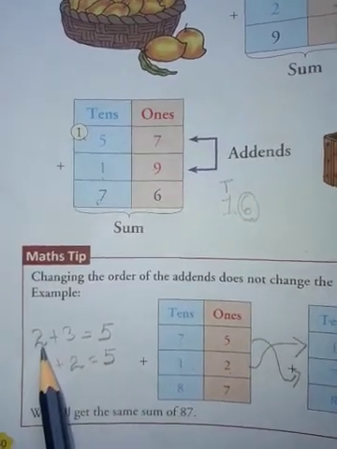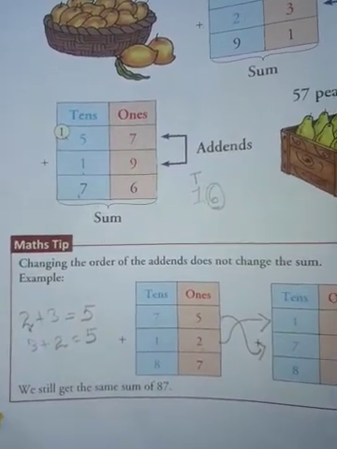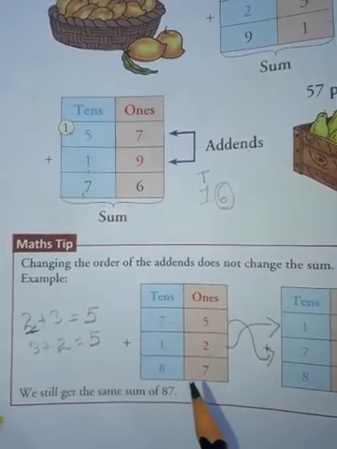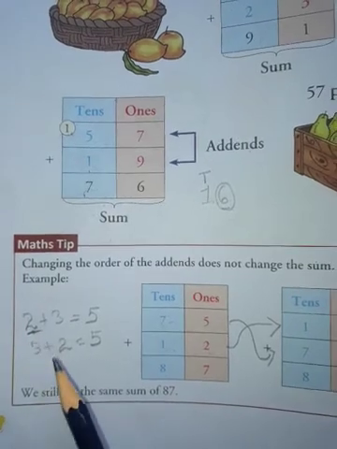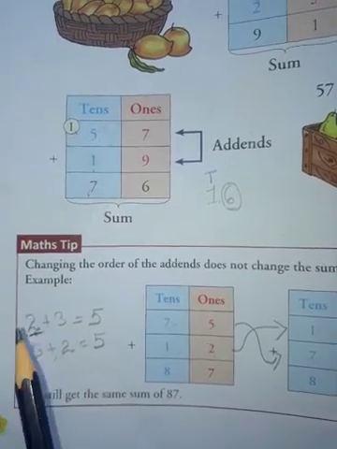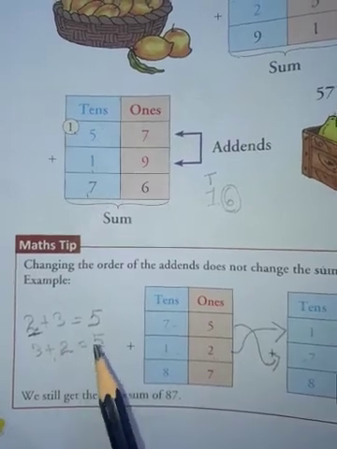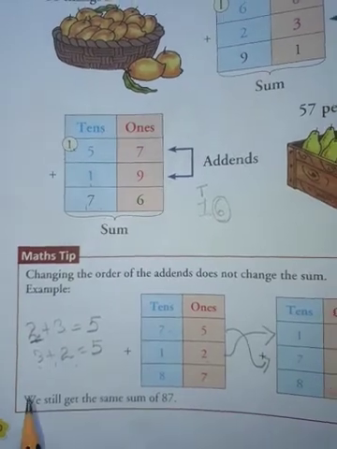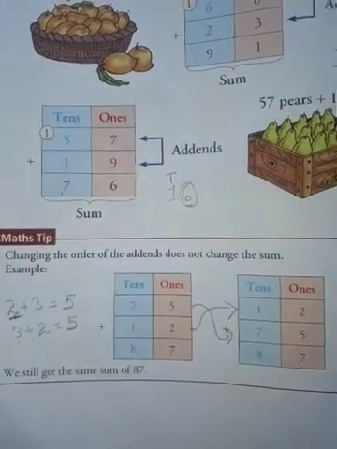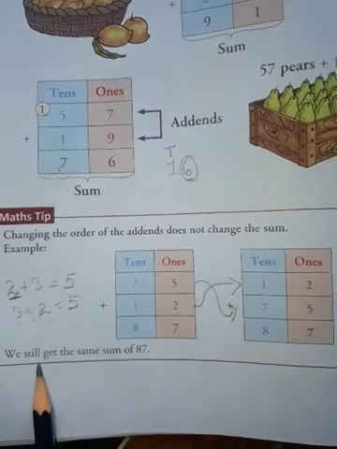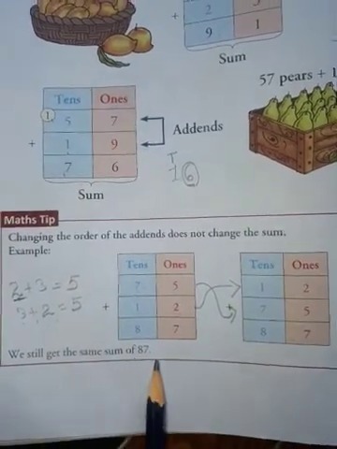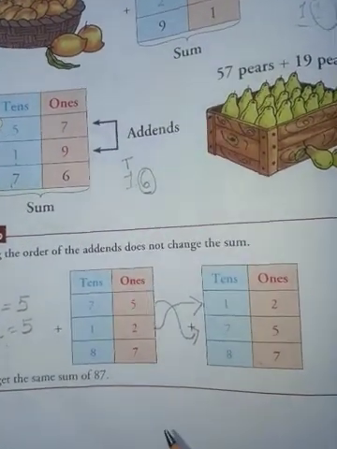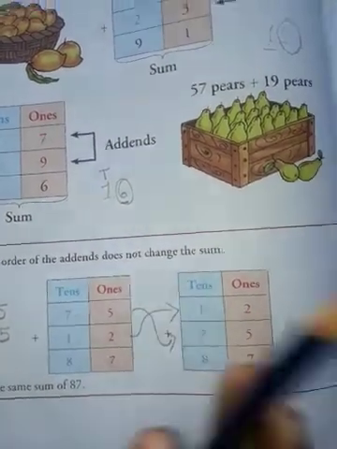So the order is not important here. First you take 2 in the first place, and you can also take 3 in the first place. You add 2 plus 3, you get 5, and if you add 3 plus 2, you also get 5. So changing the order of addends does not change the sum. We still get the same sum of 87. Okay, it's clear to all of you?